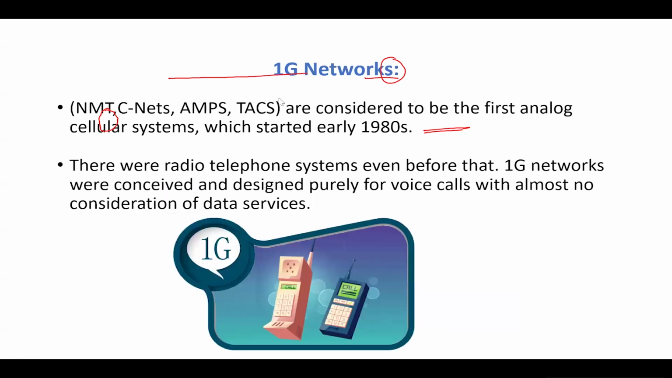So the very first one is your 1G, that is the first generation networks. These are considered to be the first analog cellular systems, which started in the early 1980s. There were radio telephone systems even before that; we did not have cellular systems, we had radio systems. And 1G networks were conceived and designed purely for voice calls. You should remember this is only for voice calls. We did not have any kind of data services at 1G. So we overcame the radio telephone systems in the first generation networks.